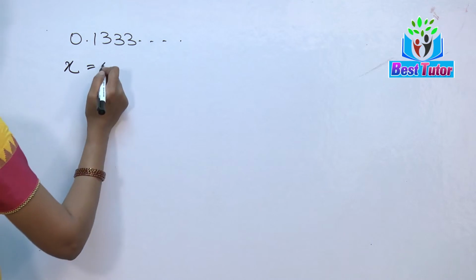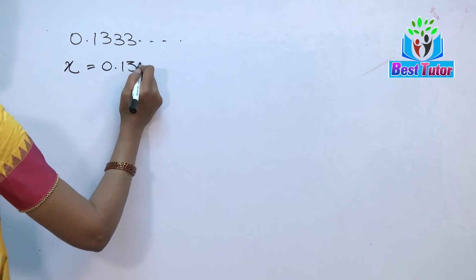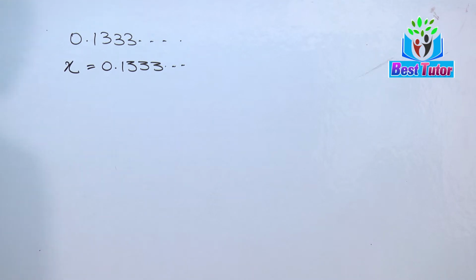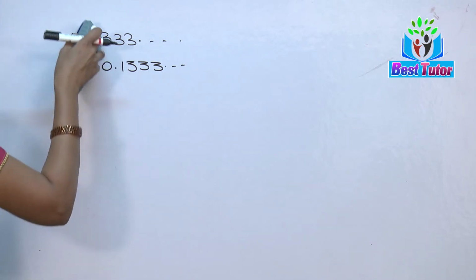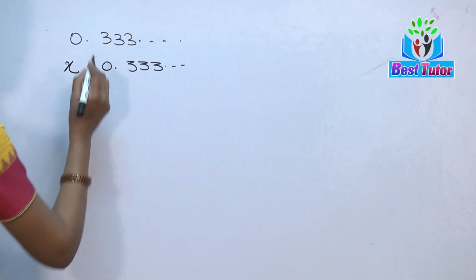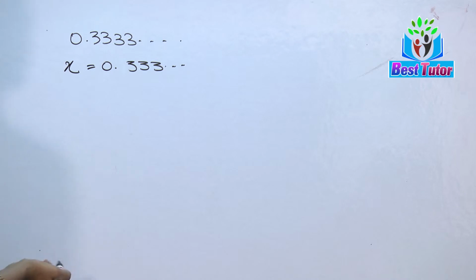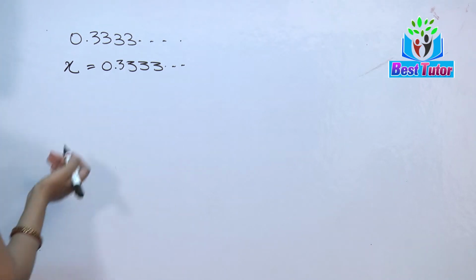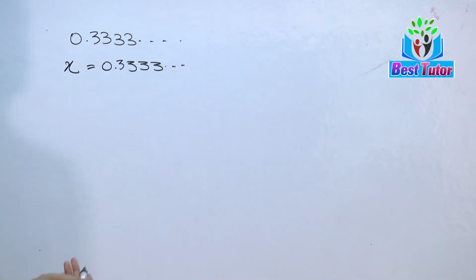Let us assume that x is equal to 0.13333 and so on. Let us consider an example of a pure recurring decimal initially, and then we will move on to a mixed recurring decimal to avoid confusion. Let me assume that it is 0.333 and so on. So now the decimal is x is equal to 0.333 and so on.